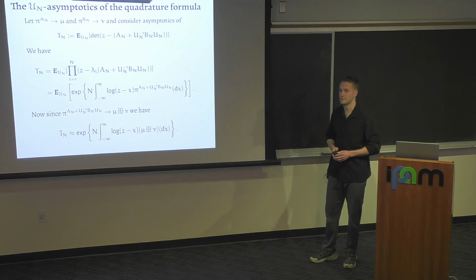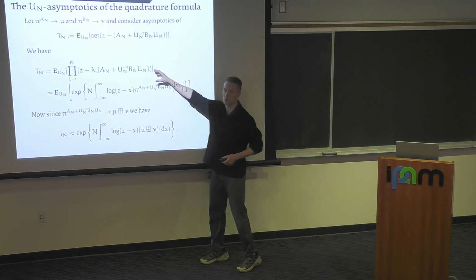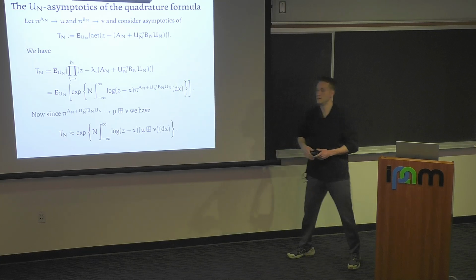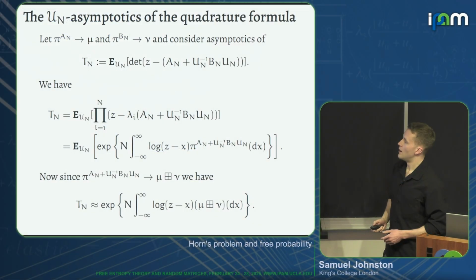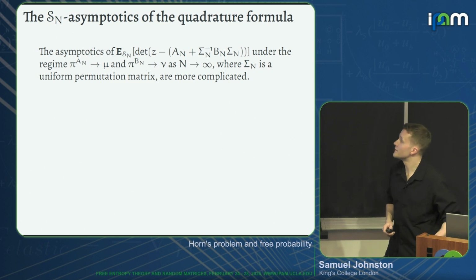Yeah, exactly. So all of these determinants will be positive real numbers for the rest of time. Okay, so if you look at the asymptotics of this symmetric group side, it's actually far more complicated.